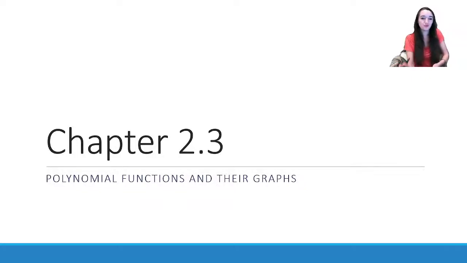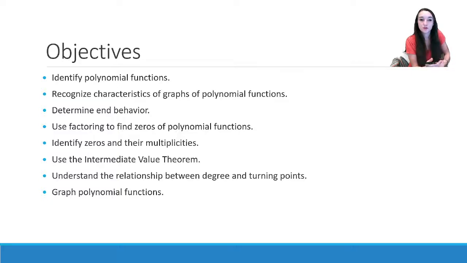Chapter 2.3, Polynomial Functions and Their Graphs. So in this chapter, we are now going to be looking at polynomial functions. We'll learn what they are, as well as how to identify various characteristics of them, especially how to find their end behavior and their zeros, all of which will help us to figure out how to graph them.